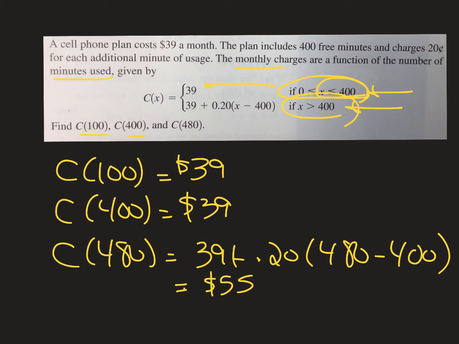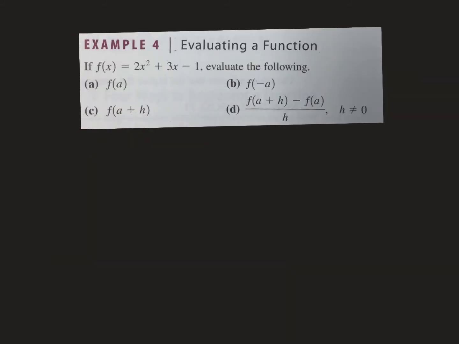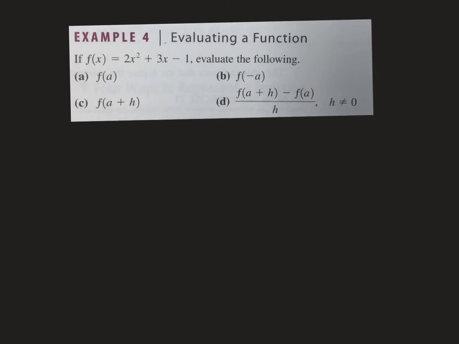I accidentally hit a times sign on my calculator instead of plus while I was trying to punch it in real quick making the video, and I was getting something huge, which I knew wasn't right. So $55 if you go 480 minutes. But that function, again, is called piecewise, and you just have to look at which function you plug the number into. All right, evaluating a function, we just did this a minute ago.